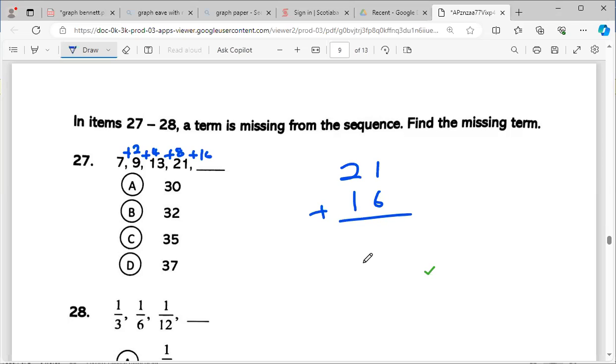Alright. So let us look at it this way. Every time the number doubles. So the 7 plus the 2 equals 9, the 9 plus the 4 equals 13, the 13 plus the 8 equals 21, and the 21 plus the 16 gives you 37. Yeah, nothing is wrong with that. Both of you are correct. It's actually 37. Alright?